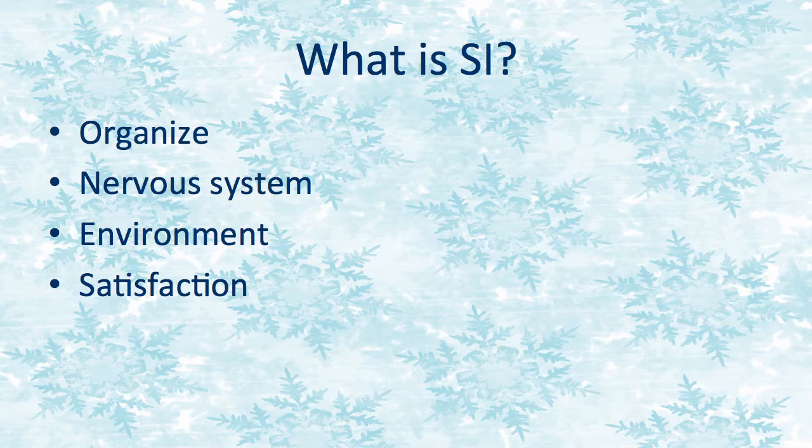What is SI? It is defined by Ayres and Robbins as the organization of sensory input for use. Through sensory integration, the many parts of the nervous system work together so that a person can interact with the environment effectively and experience appropriate satisfaction.